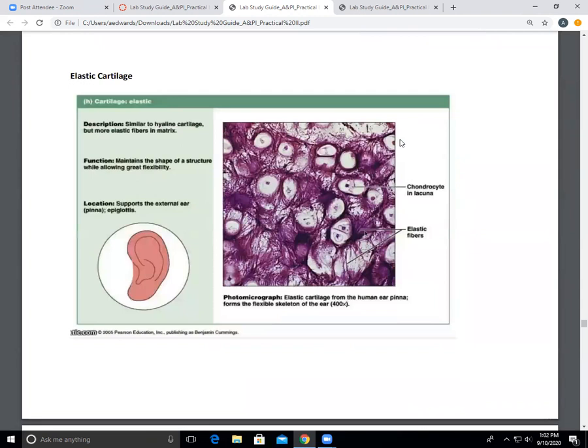Now, elastic cartilage looks a little different from fibrocartilage and from hyaline cartilage because you've got these dark elastic fibers in it. It's still cartilage. Why? Because you see the eyes, right? The chondrocytes in their lacunae. It's elastic cartilage. Where do you find elastic cartilage? In your external ear, right? It's very stretchy. It recoils.